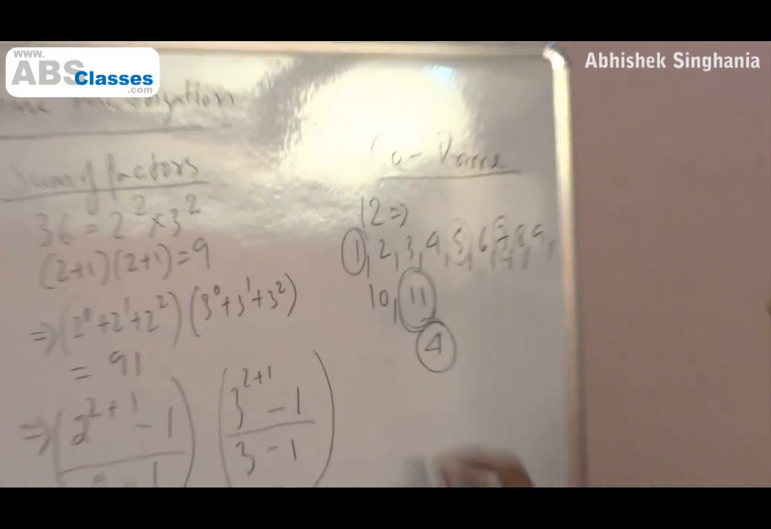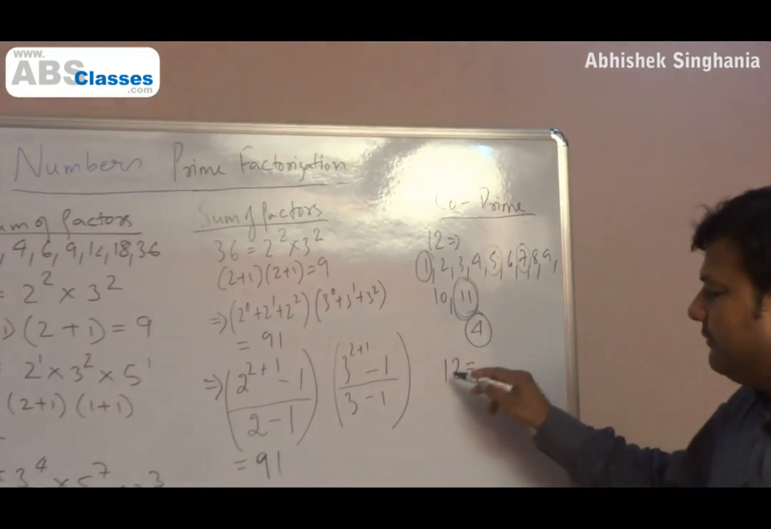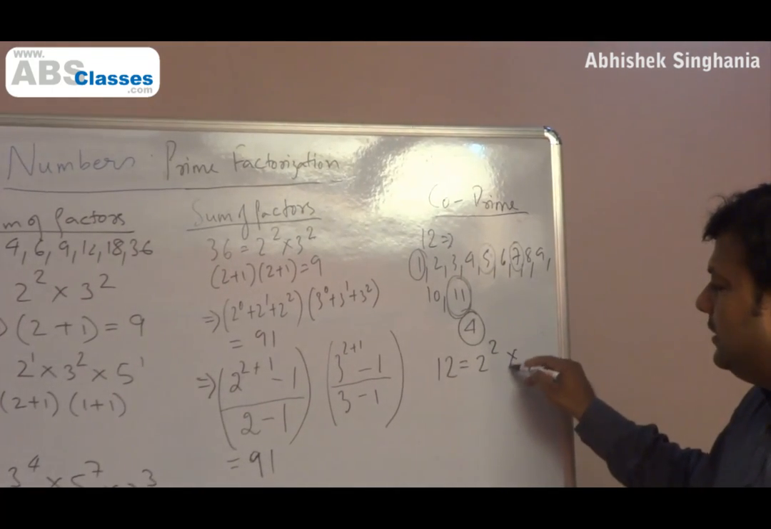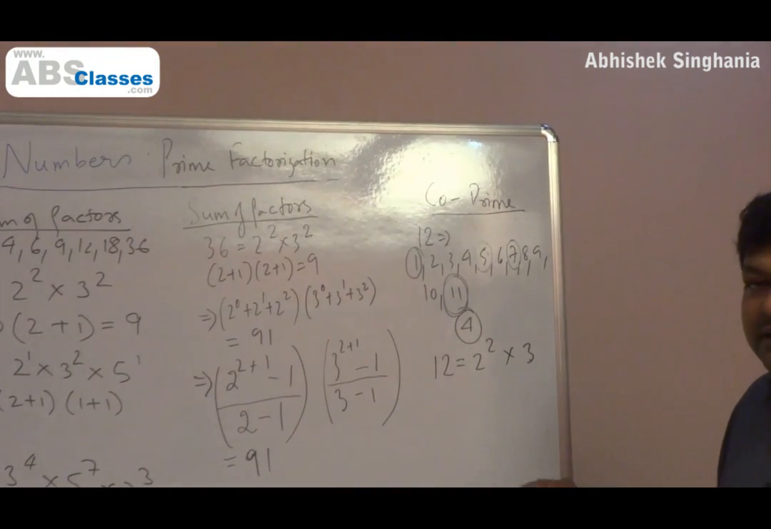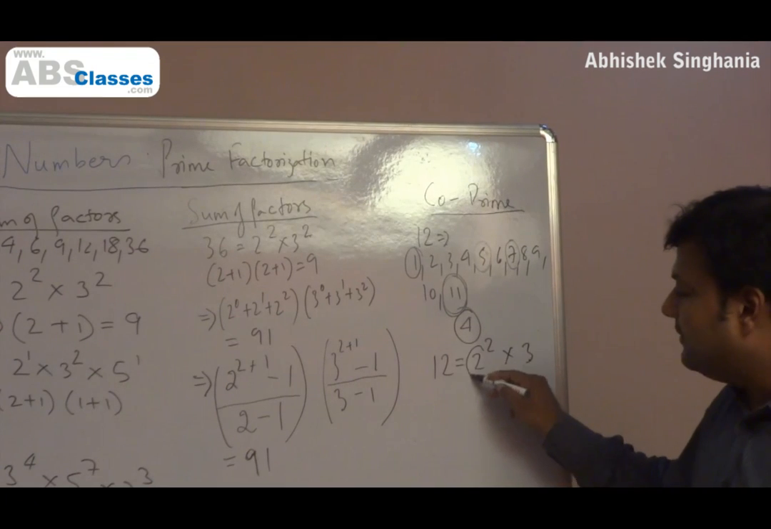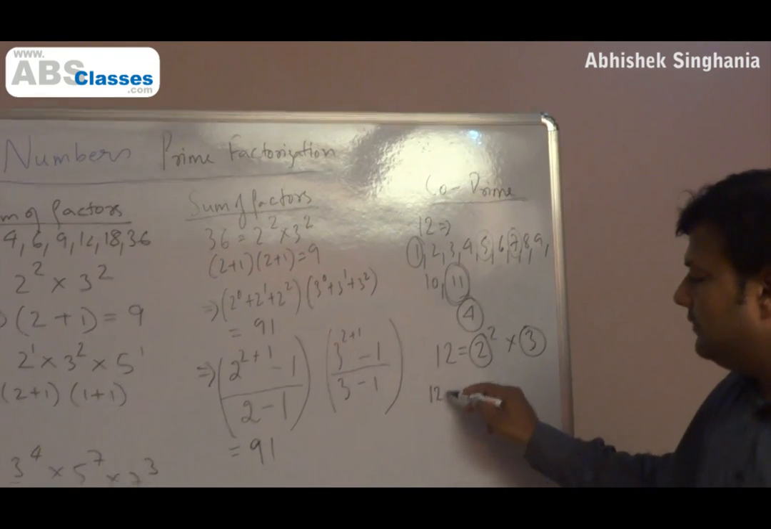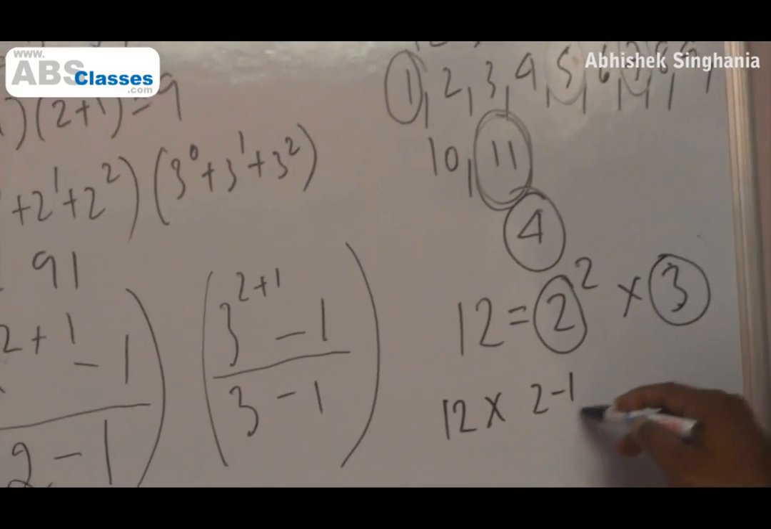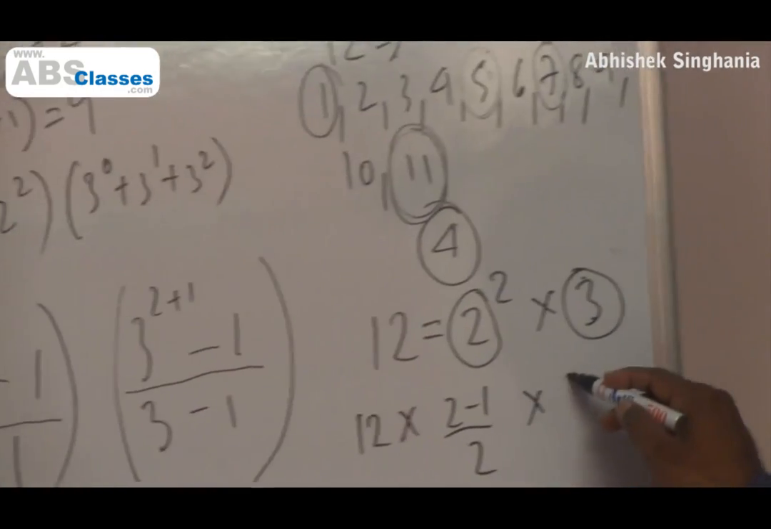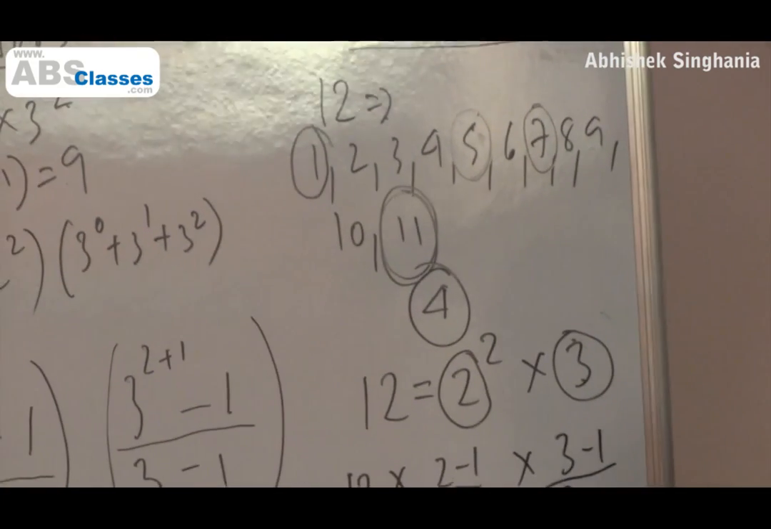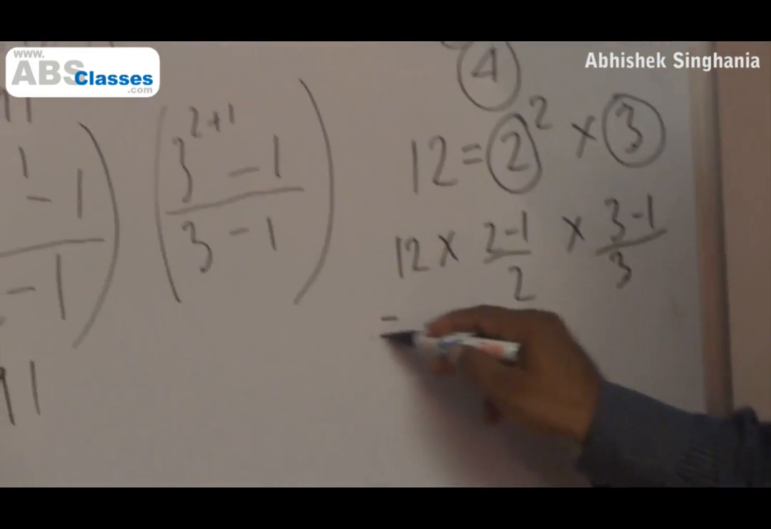Yes, there is. Always. First we prime factorize 12, which is 2 square into 3. In this case, we will focus on the prime factors, which are 2 and 3. So it goes like this: 12 into (2 minus 1) by 2 into (3 minus 1) by 3, which if you solve, you will get 4.